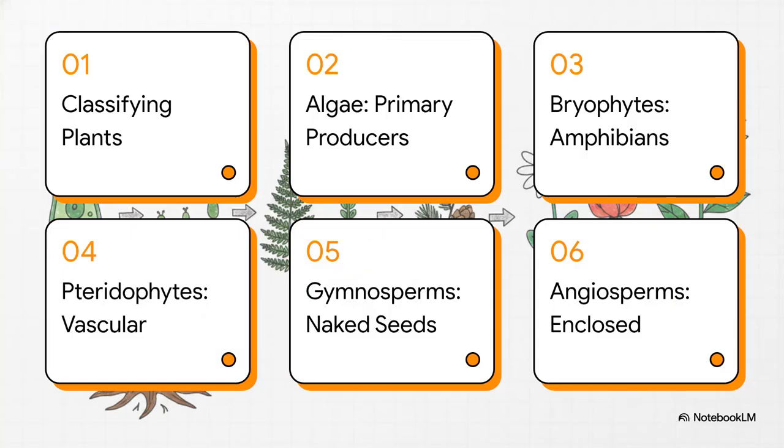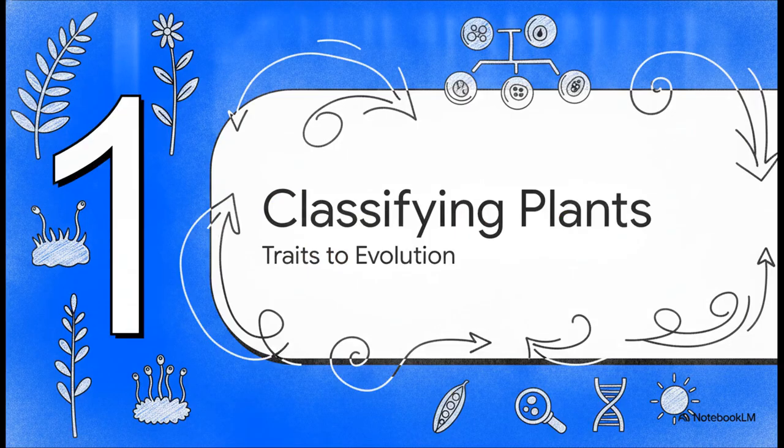To make this whole complex topic a bit more approachable, here's our roadmap. We're going to march through 6 major stages: classifying the plant kingdom, algae, bryophytes, pteridophytes, gymnosperms, and finally angiosperms. Okay, part 1, classifying the plant kingdom, from superficial traits to evolutionary relationships.